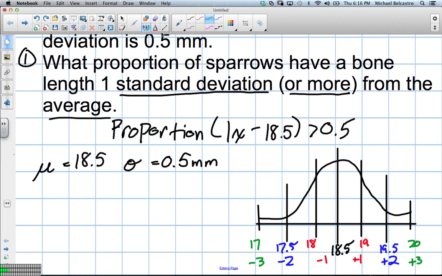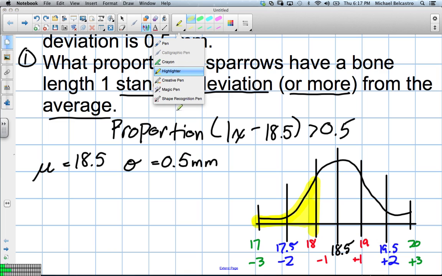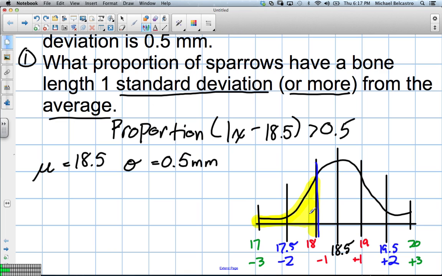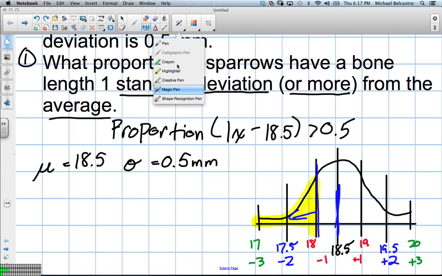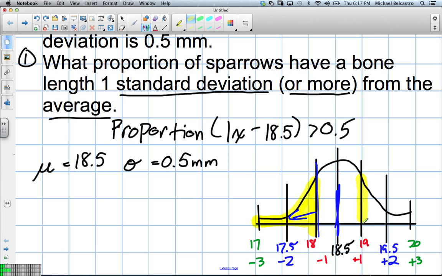So what they want us to find here, I'm going to use a highlighter, is a proportion that is more than 1 deviation away. So in other words, we're looking for something in line with that value and covering all this space, because this is where 1 deviation is. So this is more than a deviation away from our middle. And we also want from this side going the other way, because even though it's not in the same region, it's still more than 1 deviation away.